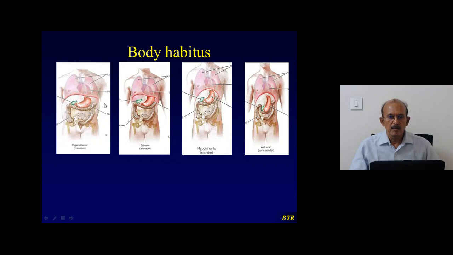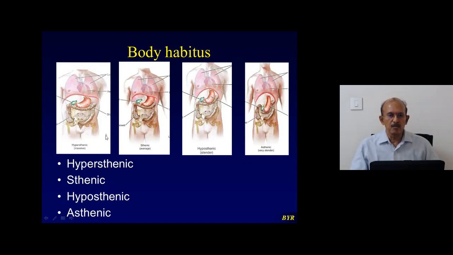Which is normal? Tell me, out of these four. There is hypersthenic, sthenic, hyposthenic, and asthenic. These are the four grades. Which do you think is normal? Okay. All are normal body habitus.